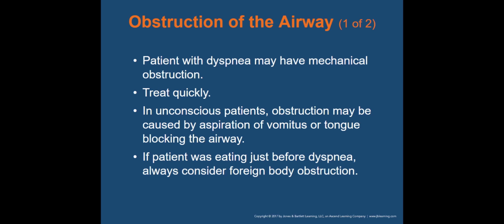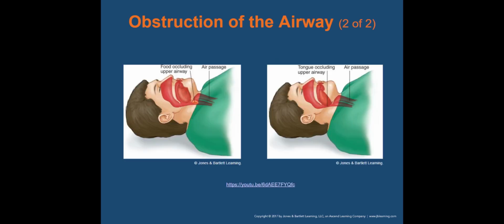Patient with dyspnea may have mechanical obstruction. We want to try to treat that quickly. In an unconscious patient, obstructions may be caused by aspiration of vomitus or tongue blocking the airway. We can address the tongue blocking the airway, but we want to try to prevent aspiration of vomitus by suctioning and or placing the patient in left lateral recumbent, or rolling the patient if they're on a backboard. If the patient was eating just before difficulty breathing, always consider the possibility of a foreign body obstruction.